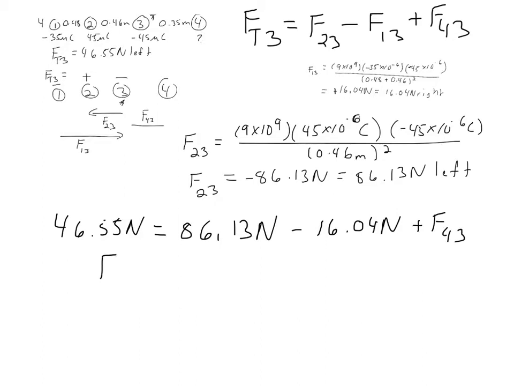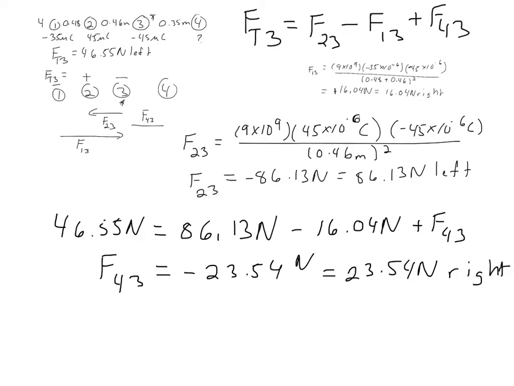When we solve that, the force of 4 on 3 ends up being negative, so we end up with negative 23.54 newtons, and since that is negative for right, we're going to say 23.54 newtons right is what F43 has to be.